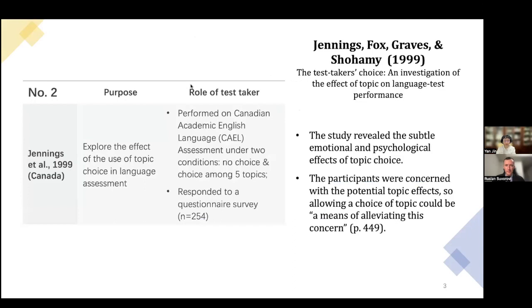The second study, Jennings et al., explored the effect of the use of topic choice in language assessment. Test takers performed on a test called CAEL, Canadian Academic English Language Assessment, under 2 conditions: one without any choice of topics, the other with choices among 5 topics. Test takers responded to a questionnaire survey, and the study revealed subtle emotional and psychological effects of topic choice. The participants were concerned with the potential topic effects, so allowing them a choice of topic could be a means of alleviating their concern.